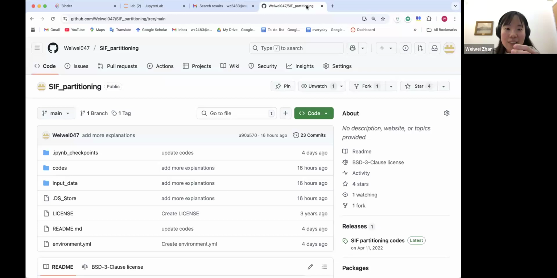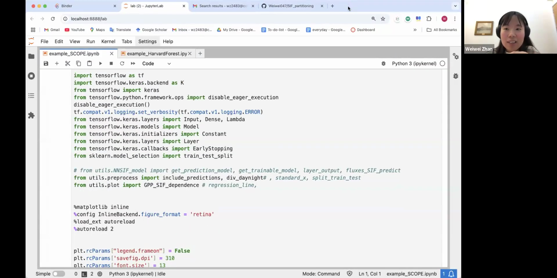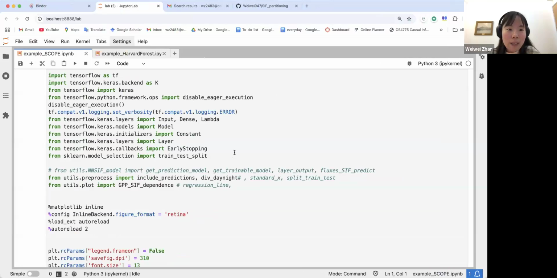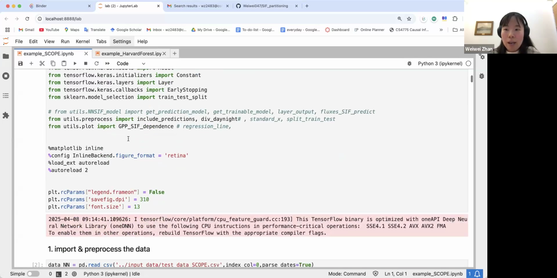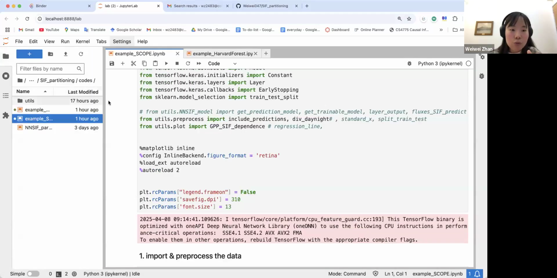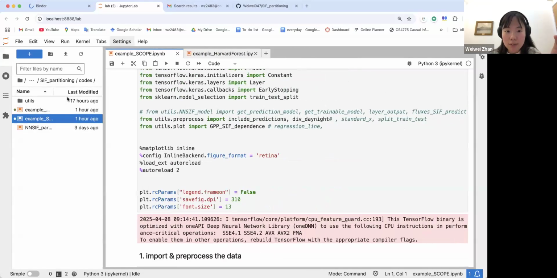Can you see my code right now? Okay, cool. I will very briefly go through the example where we used our method for the SCOPE simulation, and there is another one used for Harvard Forest. Basically, they are similar processes.